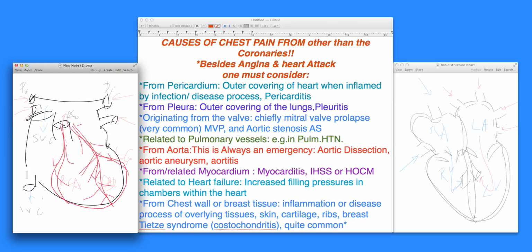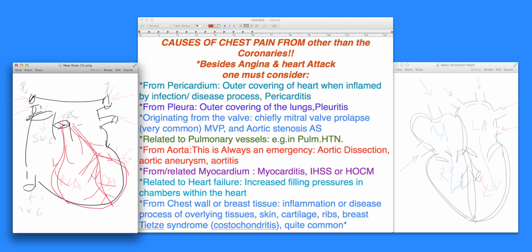Aortic dissection, that's a very, very serious condition, and that deserves special attention at a later time. But just remember, it's an emergency. Aortic aneurysm and aortitis, where the aorta is inflamed again, and aortic dissection implying that the walls are starting to dissect because of weakness within the aortic wall. And we will devote a full section at a later time, but obviously it's an emergency.